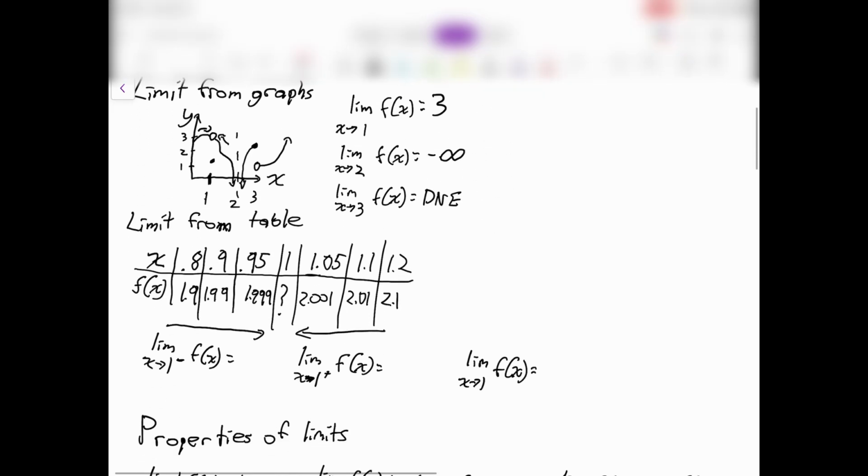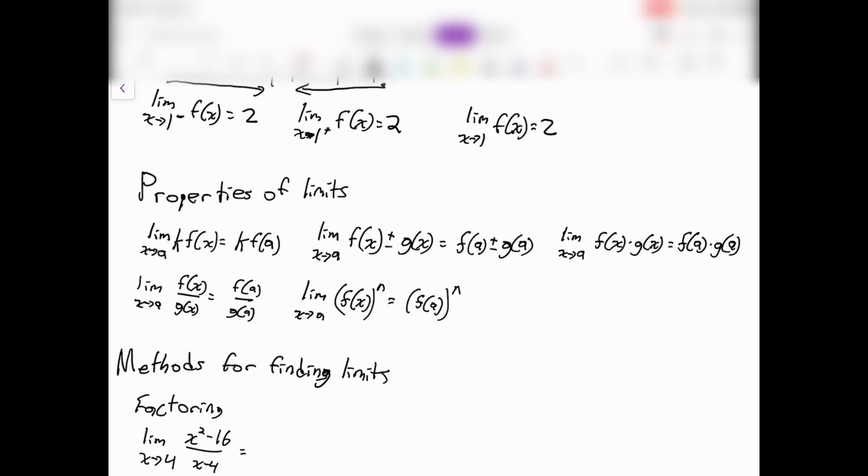So let's look at a table now. Using this table, the limit as x approaches 1 from the left, the values are approaching 2. And from the right, the values are approaching 2 as well. So this means that the limit as x approaches 1 of f of x is also equal to 2.